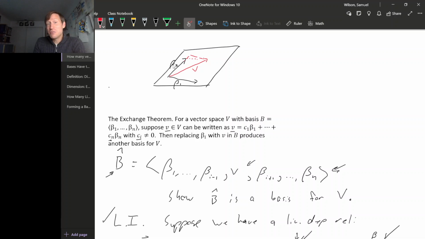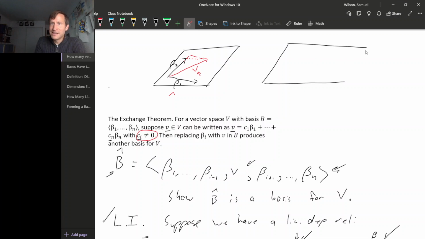Now if you throw out beta 2, you still have two vectors that aren't parallel to each other, and so this is still a basis. So what is special about why we need this non-zero coefficient? Let's look at another example to see why that's important.